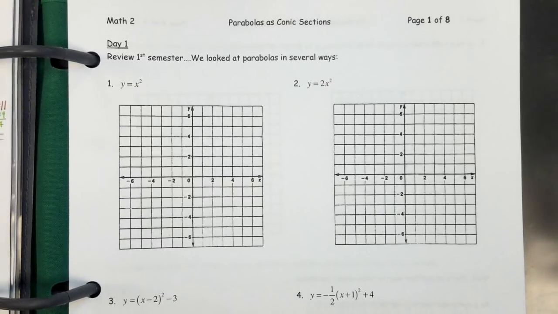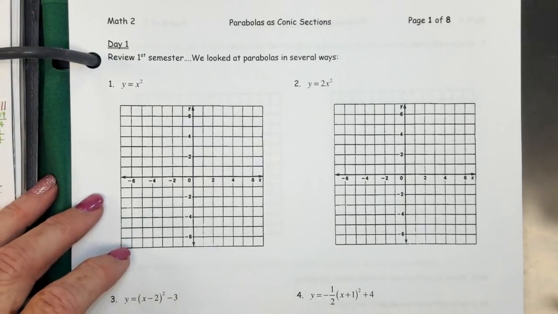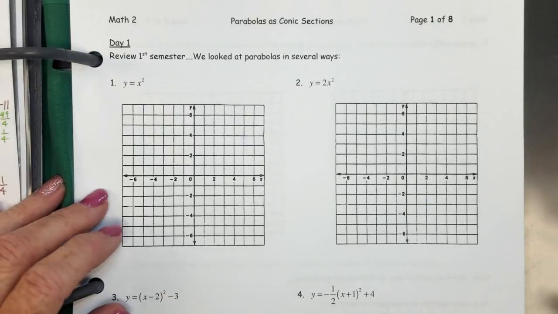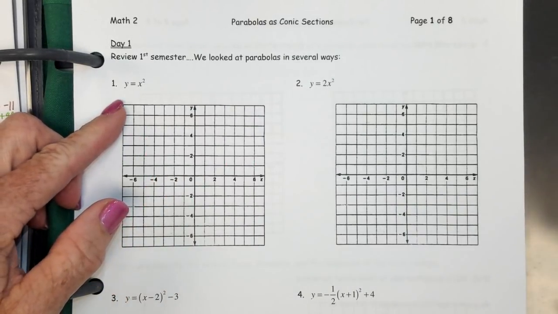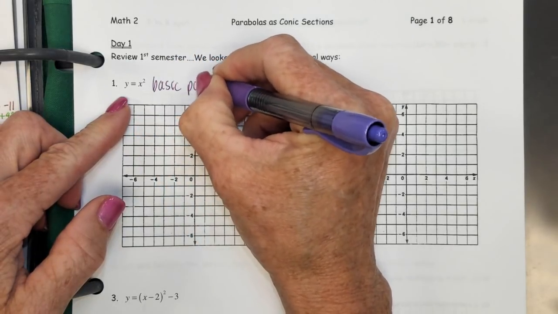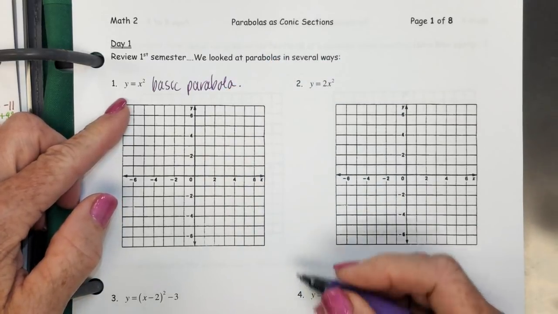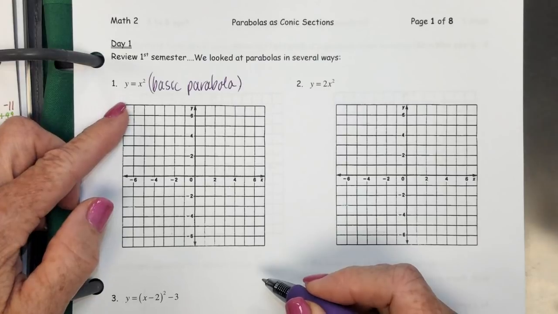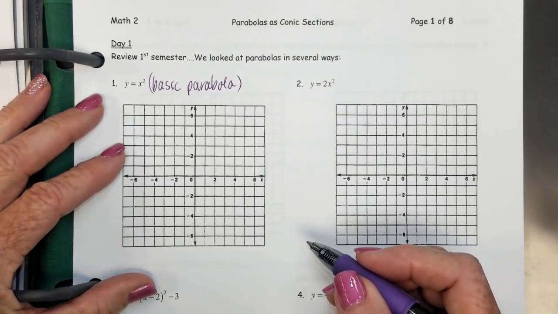We're going to start off today reviewing some information from semester 1 and parabolas. We looked at parabolas in several ways. We're going to start with y equals x squared, this nice basic parabola. I am going to be going kind of quick today, so if you need to pause the video and rewind it a little bit so that you can get all the information down, then please do so.